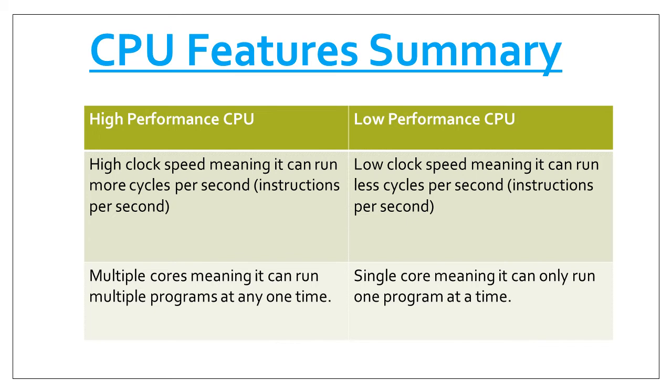So, summarising the features of a CPU, high performance CPUs will have a higher clock speed, and they'll also have multiple cores, meaning they can run more instructions at the same time.